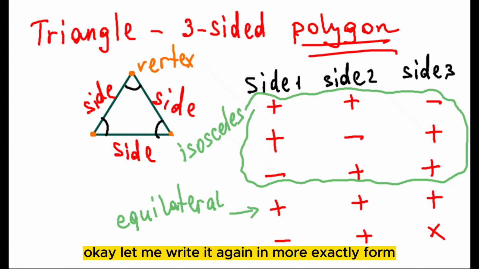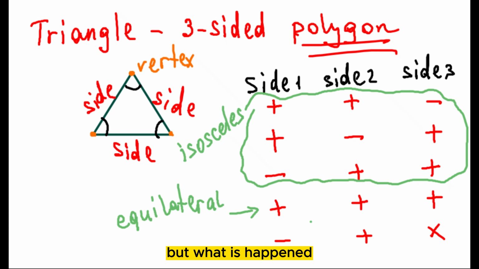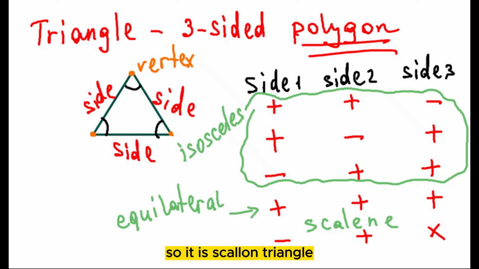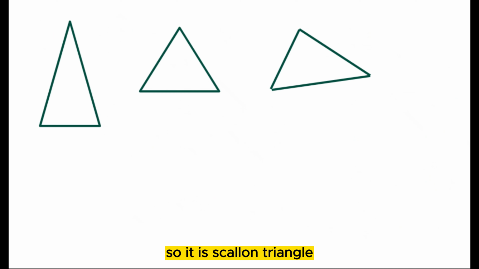Okay, let me write it again in more exact form. So equilateral triangle is when all sides are same. But what happens when none of them are same with each other? So it is a scalene triangle. Three different triangles.